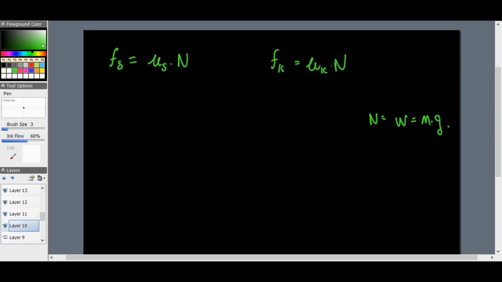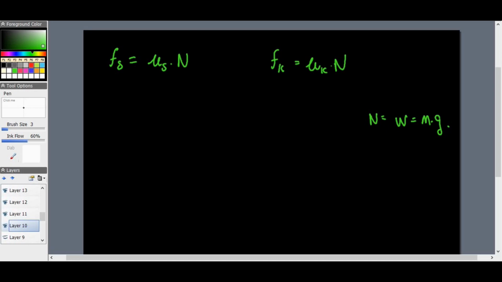Nothing that you do to the mass, the type of object, or changing the speed or the kinetic energy, whatever you do, is going to change the coefficient of static or kinetic friction. The coefficient is only dependent on the nature of the surface.